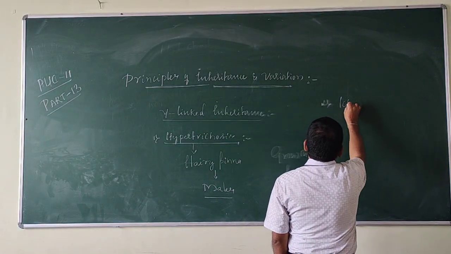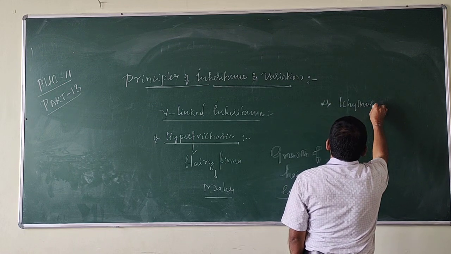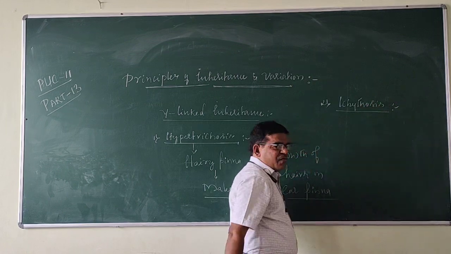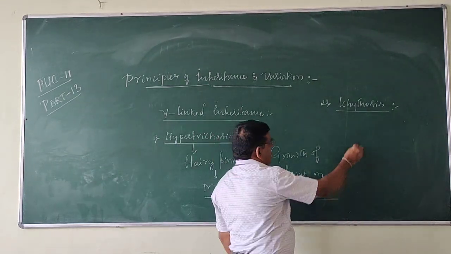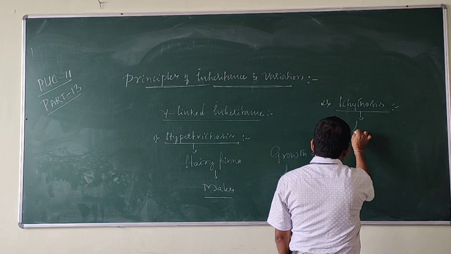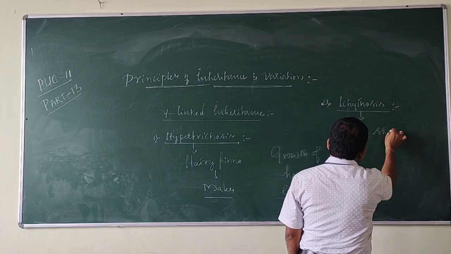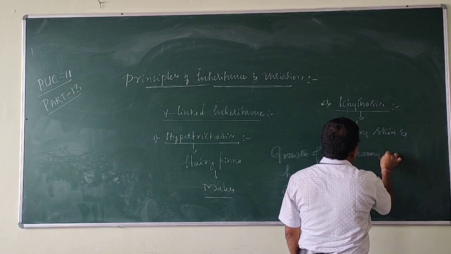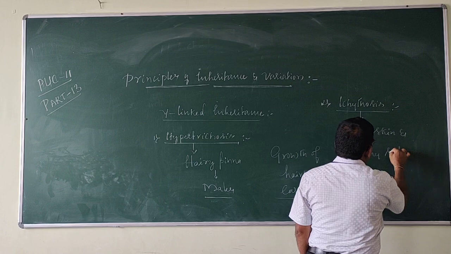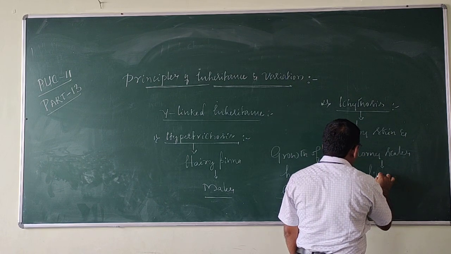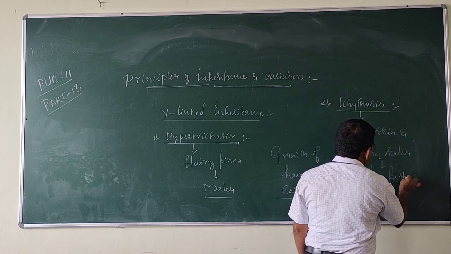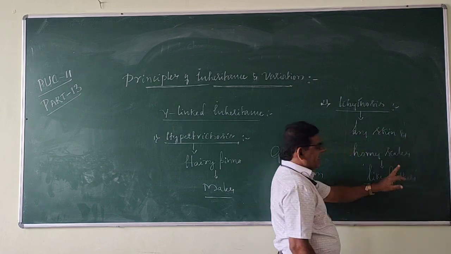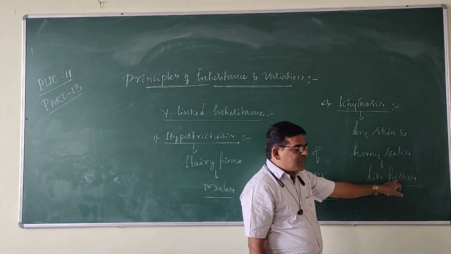Second example, ichthyosis. Ichthyosis means the development of dry skin. Ichthyosis is characterized by dry skin and horny scales like fishes. The scales are present in fishes. The presence of scales is an important characteristic feature of fishes.